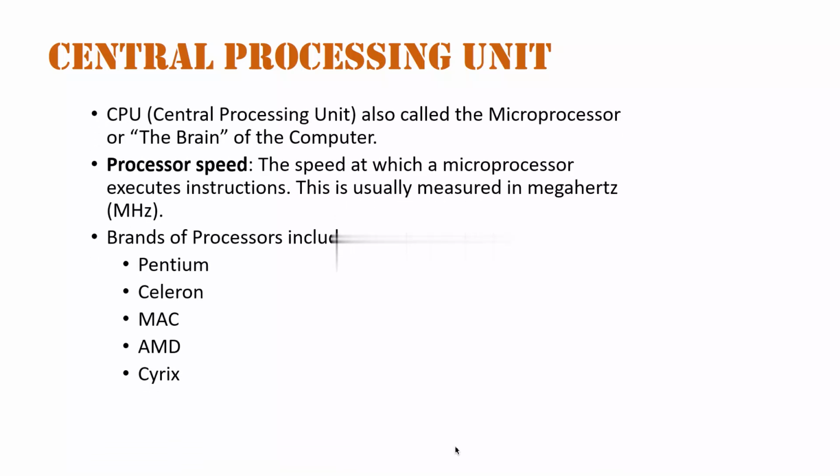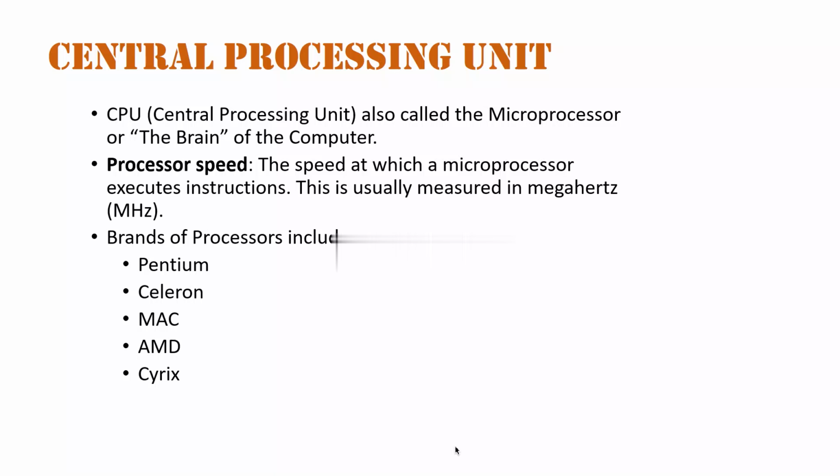Now let's look at what is the central processing unit. What is the central processing unit? So a CPU is also called a microprocessor, or the brain of the computer. The processor speed is measured in megahertz and gigahertz. Nowadays, we have moved into gigahertz speeds, and they depend.